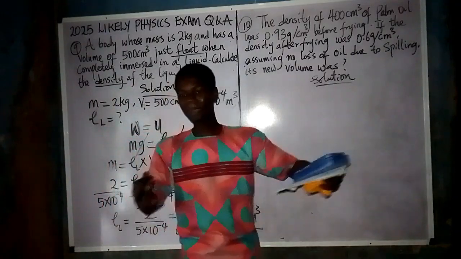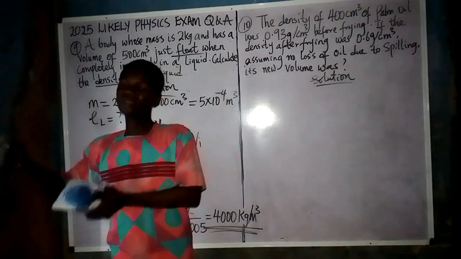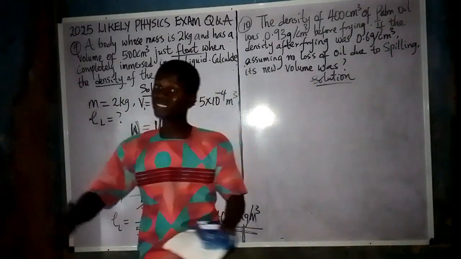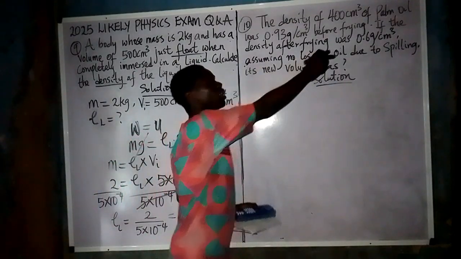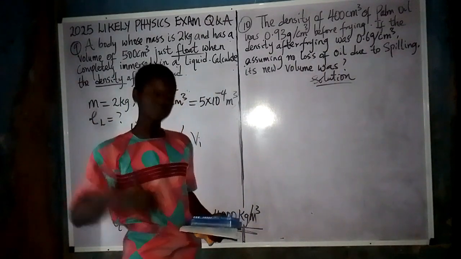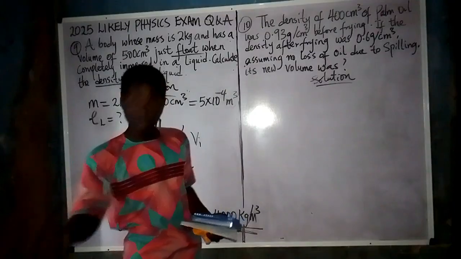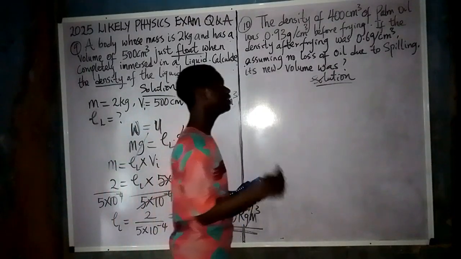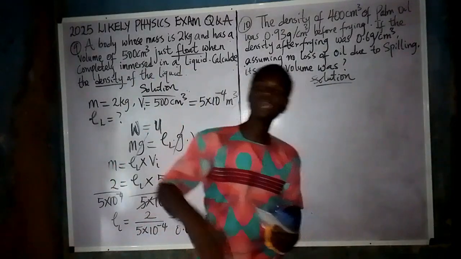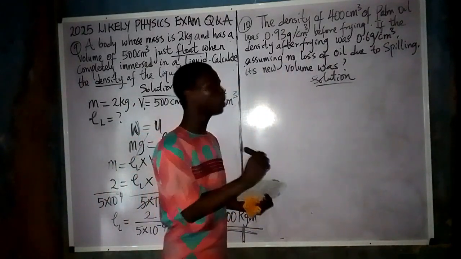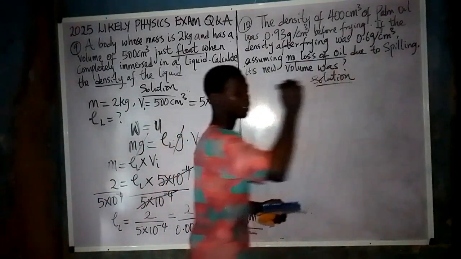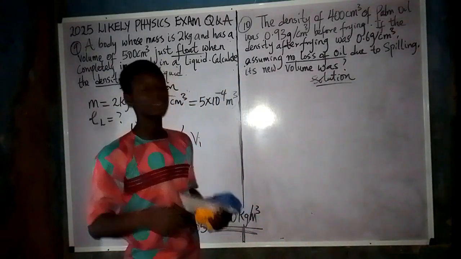Because if the mass of the oil before was, let's say, 10 kg, it's expected that after frying it should also weigh 10 kg. That's what this line means. Assuming no loss of oil due to spilling, its new volume will be. Now we have to find the new volume. If you observe, this is a comparative scenario, before frying and after frying, is it not? Now what is constant here? Is it not the mass? Because they said assuming no loss of oil, determine the new volume.